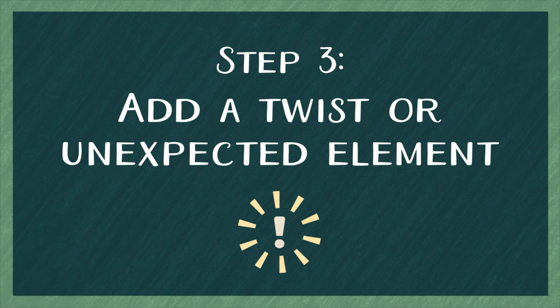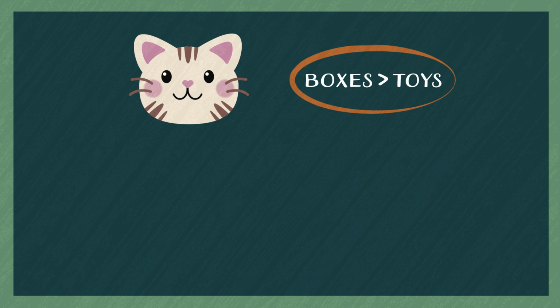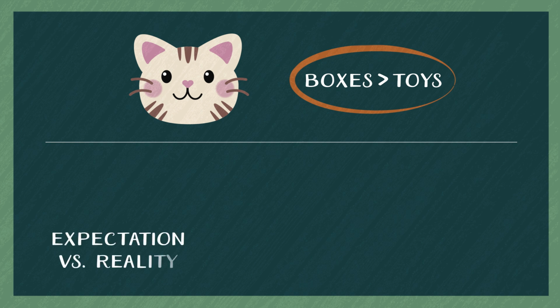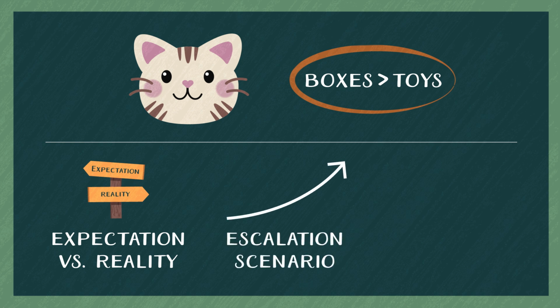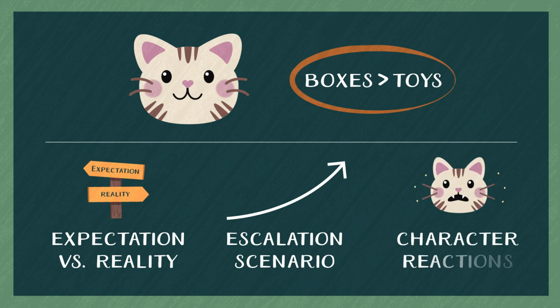Now that we have a funny cat behaviour, we have to somehow turn it into a story. There are a few different ways to do this. Expectation versus reality, so we set up an expectation and then subvert it. Escalation, which is making the situation funnier or more exaggerated over time. Or character reactions. The way a character reacts can make the comic more entertaining.